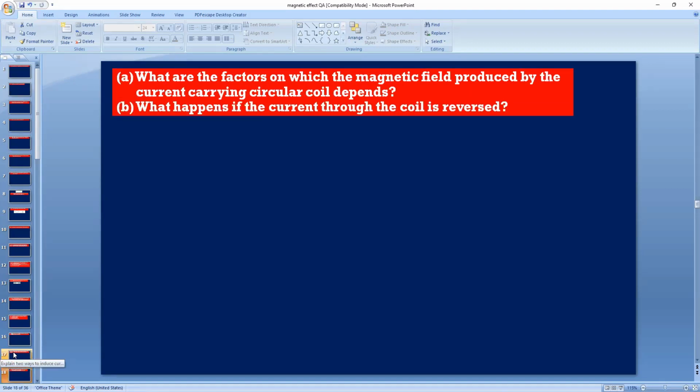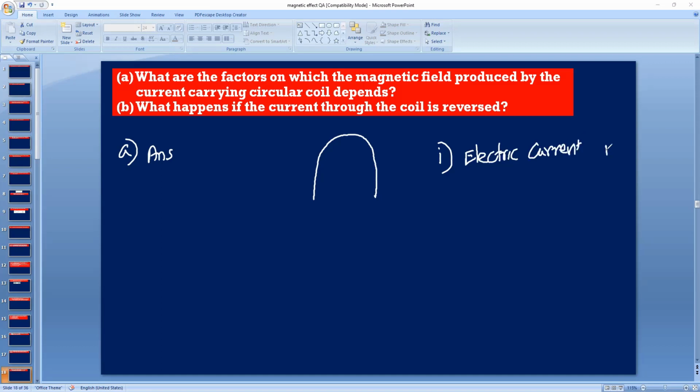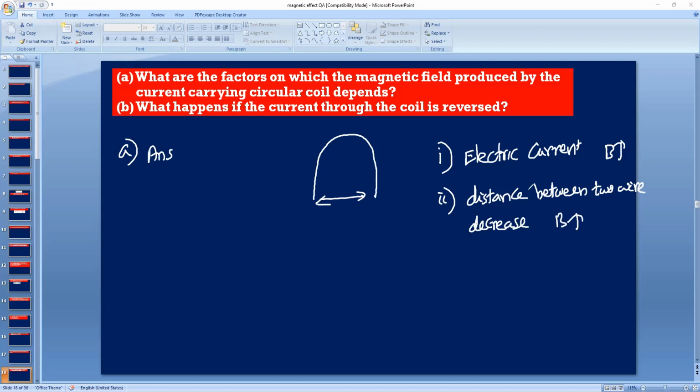Next question. What are the factors on which the magnetic field produced by a current carrying circular loop depends? What happens if the current through the coil is reversed? Repeating again, what are the factors on which the magnetic field produced by the current carrying circular loop depends? The first question's answer: in a circular loop, the first factor, if we increase the electric current, obviously the magnetic field will be increased. Second one, if the distance between two wires decreases, then the magnetic field will be increased. These two points we have to write. Next, what happens if the current through a coil is reversed?